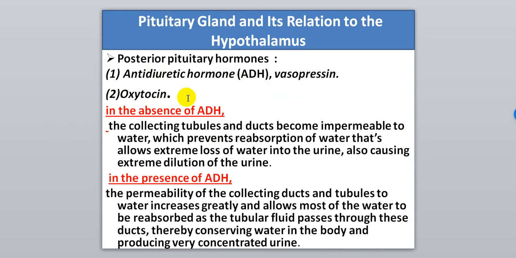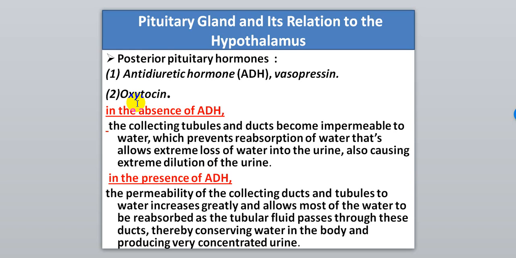The pituitary gland and its relation to the hypothalamus. As we know, the hypothalamus controls the secretion of hormones from the pituitary gland from the two lobes, anterior and posterior. We're talking about anterior hormones. In this slide, we talked in some detail about the posterior pituitary hormones: antidiuretic hormone, ADH or vasopressin, and oxytocin.